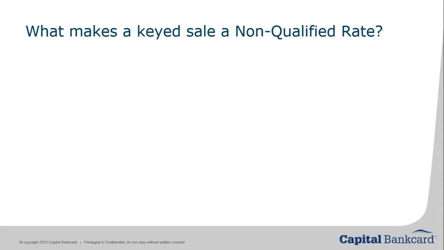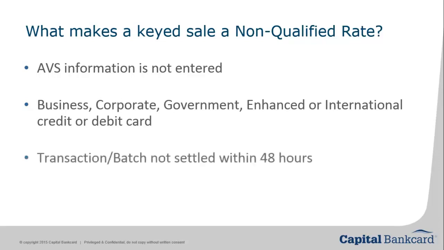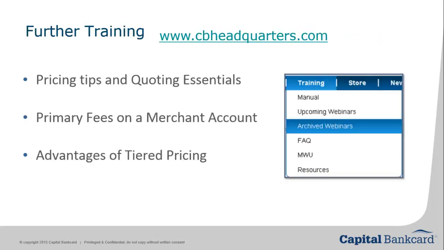So let's see what would make a keyed sale fall to the non-qualified rate. If the AVS information is not entered at all, it would go directly to non. Also, any business, corporate, government, enhanced, or international credit or debit cards. And if the transaction or batch was not settled within 48 hours, those would fall to the non.